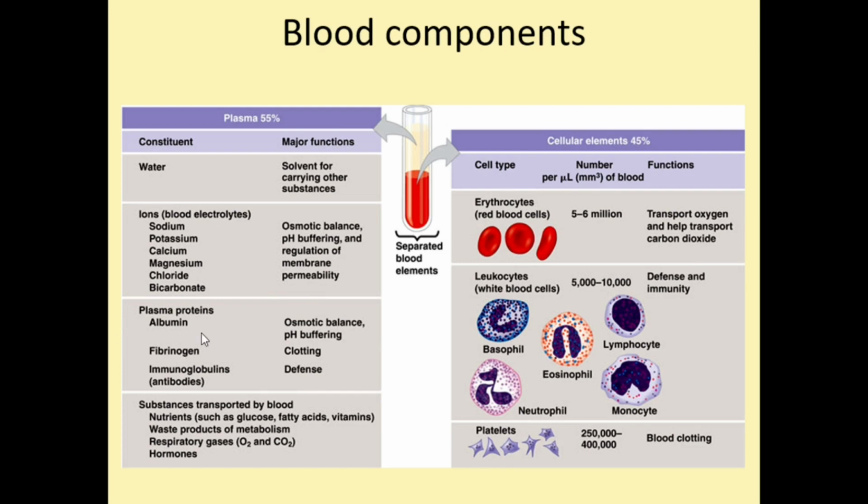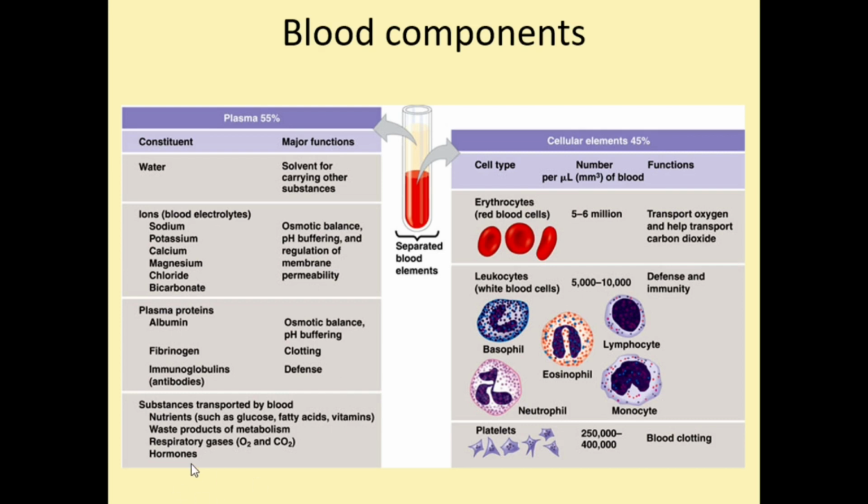We also get lots of proteins in our blood. So albumin, again, helps with osmotic balance and pH. But we also get fibrinogen, which is an important component for clotting. And we get antibodies that are an important component of our immune system.